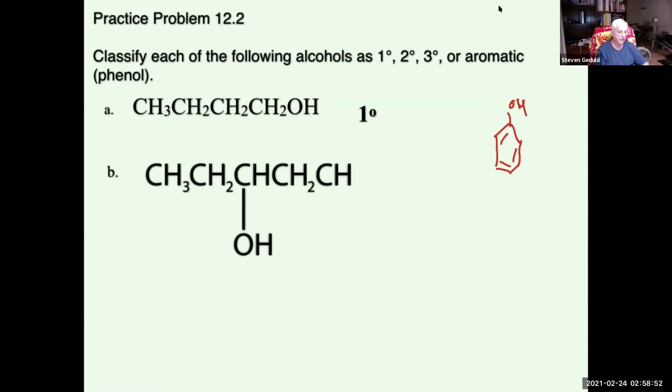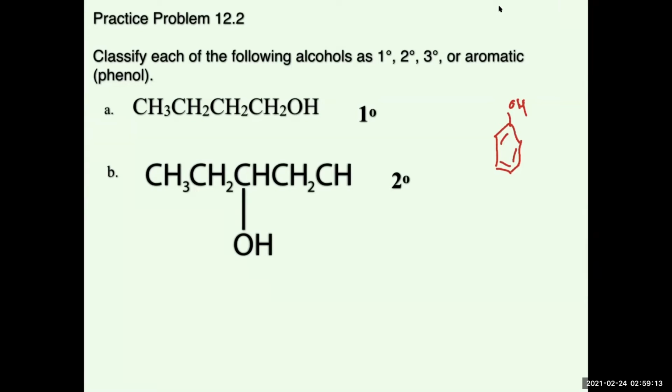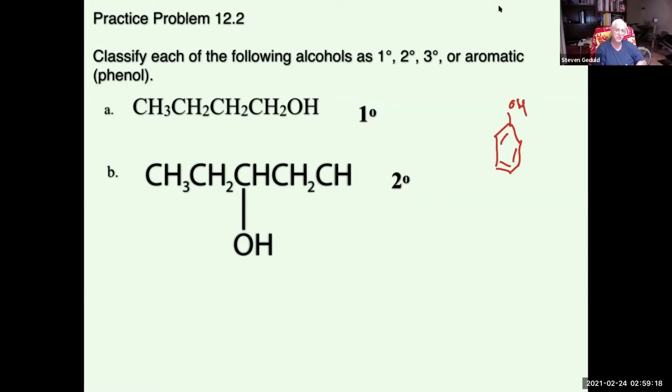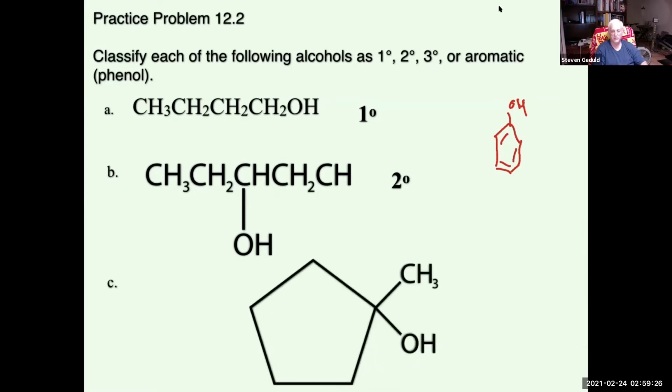All right. Primary, secondary, tertiary. Secondary. Secondary, perfect. Okay, it's got 2 carbons attached. Name this one. 3-pentanol. Perfect. 3-pentanol. 5 carbons, has an OH group attached at the number 3 position. So 3-pentanol. And this one, primary, secondary, or tertiary.